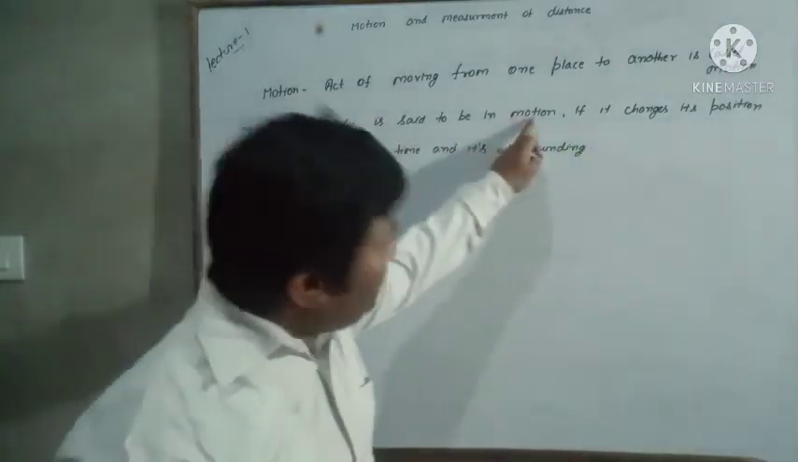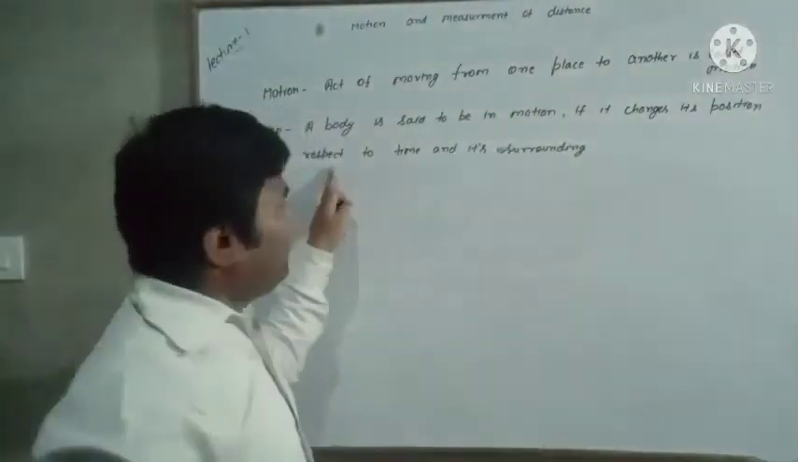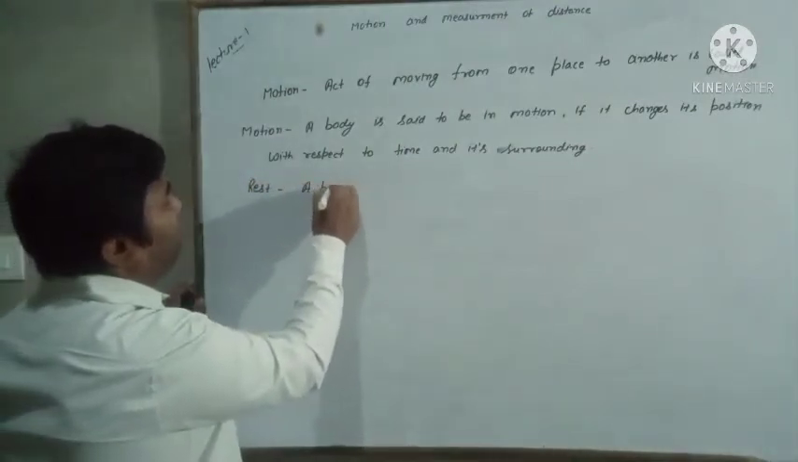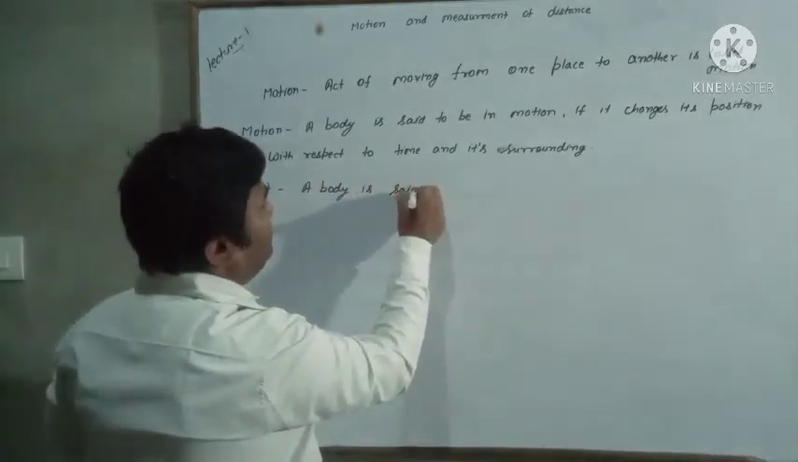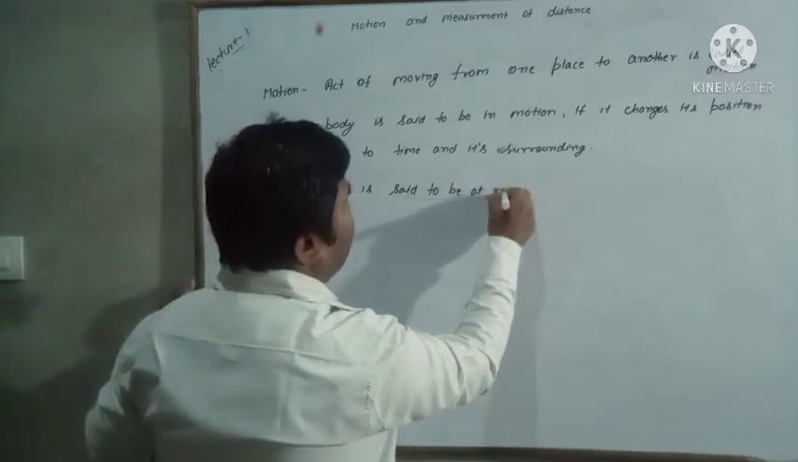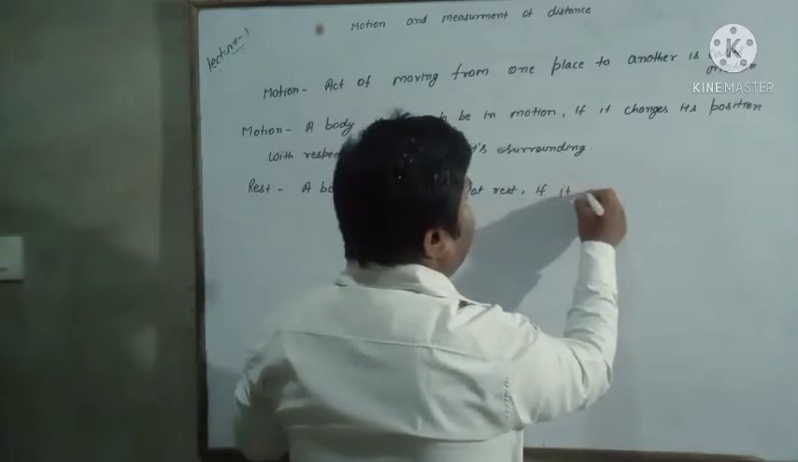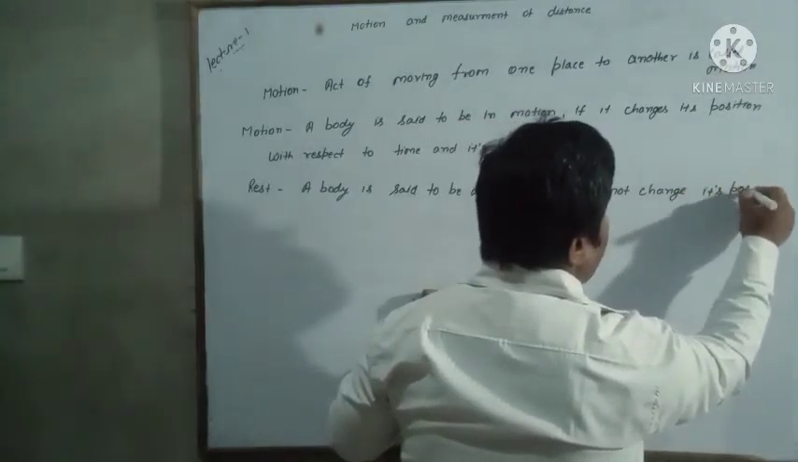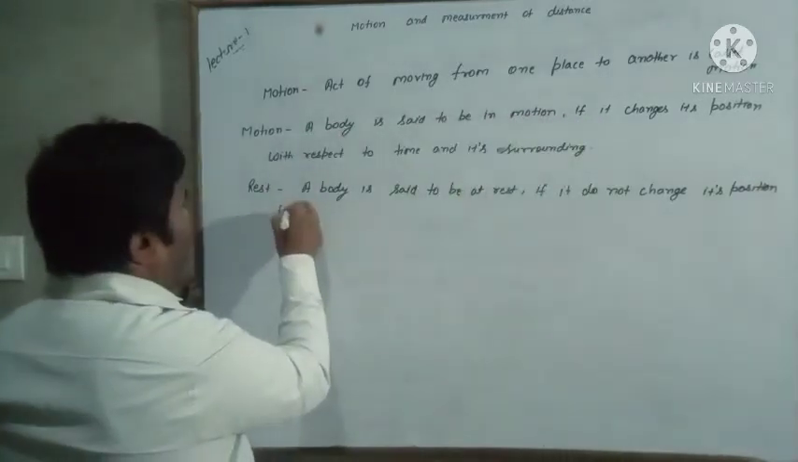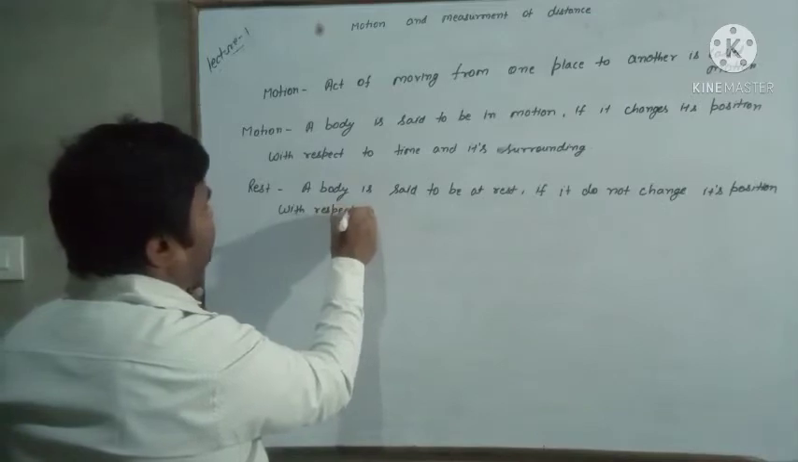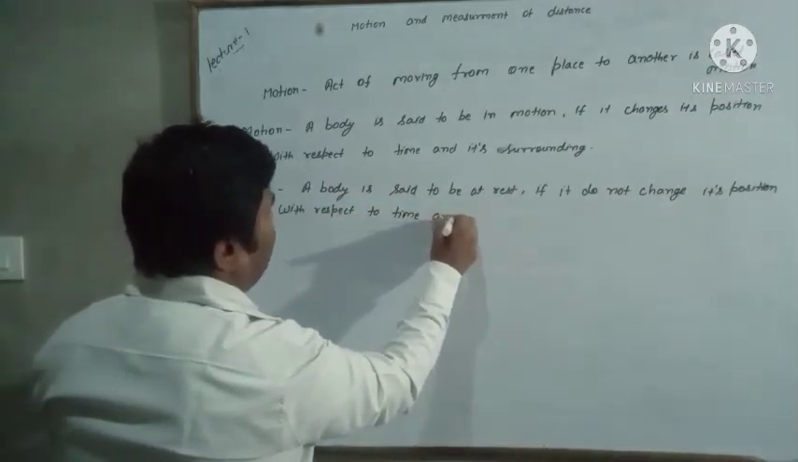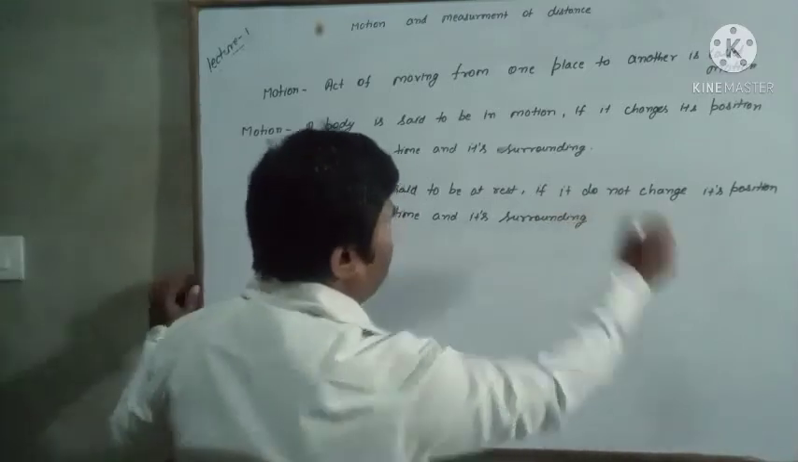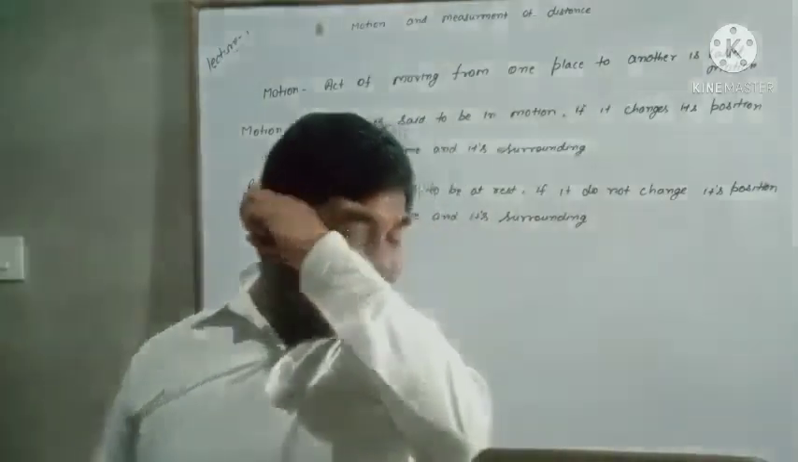एक बॉडी को हम लोग कहेंगे मोशन में अगर वो अपना पोजीशन बदलता है विथ रिस्पेक्ट टू टाइम एंड सराउंडिंग। नेक्स्ट इज रेस्ट। A body is said to be at rest if it does not change its position with respect to time and its surrounding. So if body is not changing its position, then it is said to be at rest.